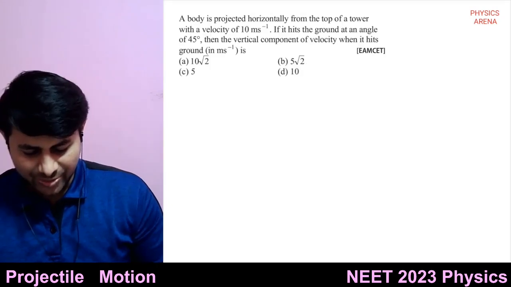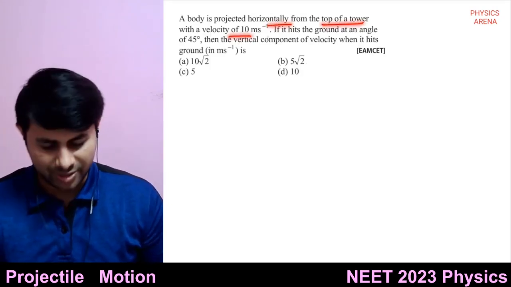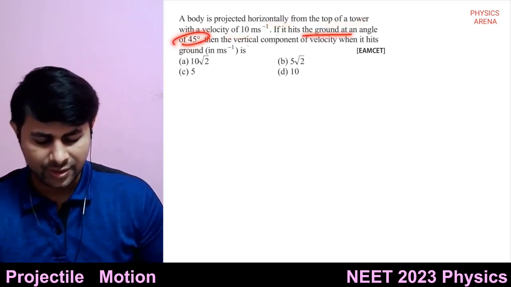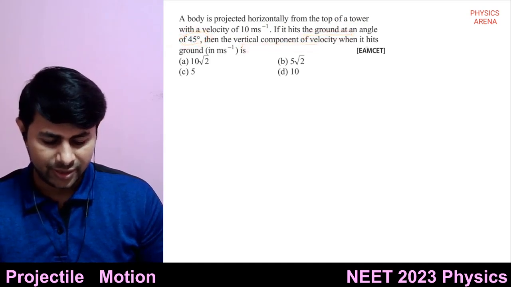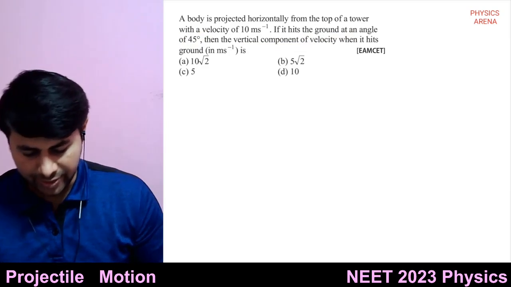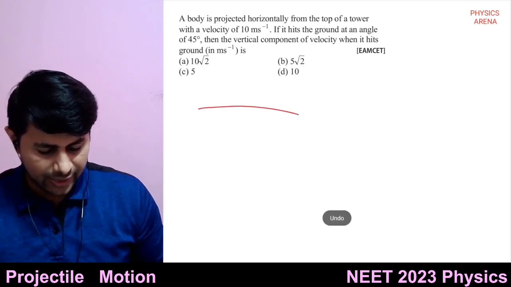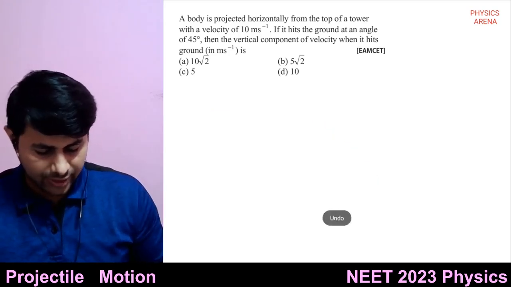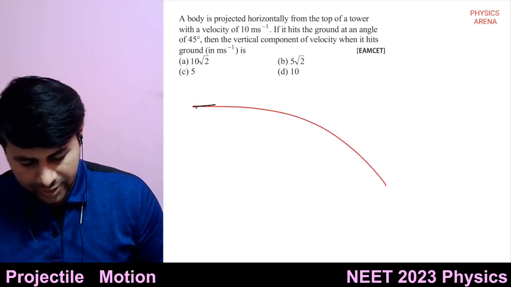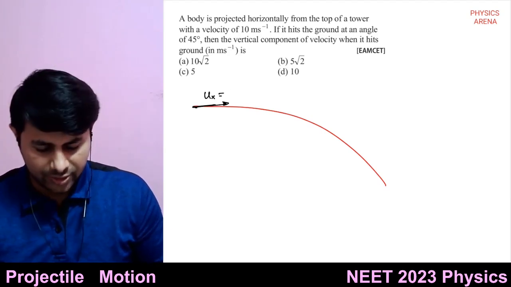A body is projected horizontally from the top of a tower with a velocity of 10 meters per second. If it hits the ground at an angle of 45 degrees, then the vertical component of velocity when it hits the ground is. Okay, this is extremely simple. See, it is projected horizontally like this, so it will follow this kind of path. Initially its velocity is just in the horizontal direction. This is ux, and how much is ux?